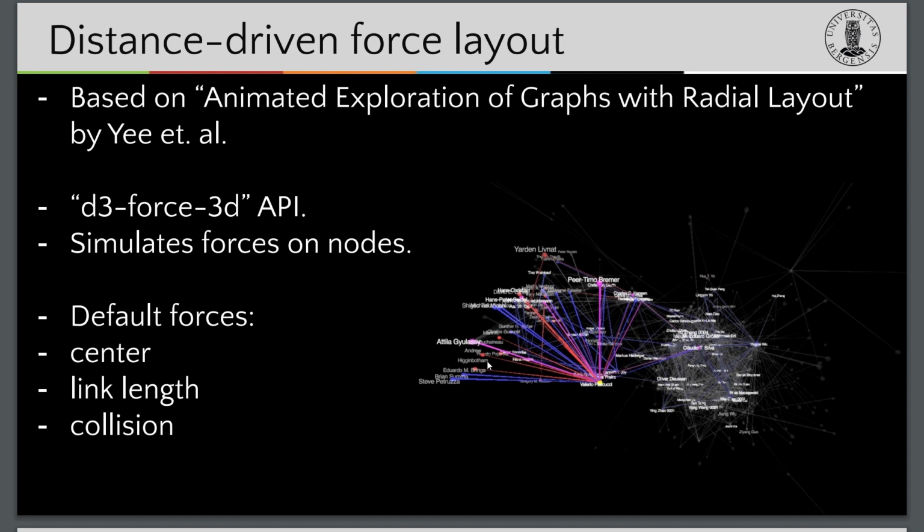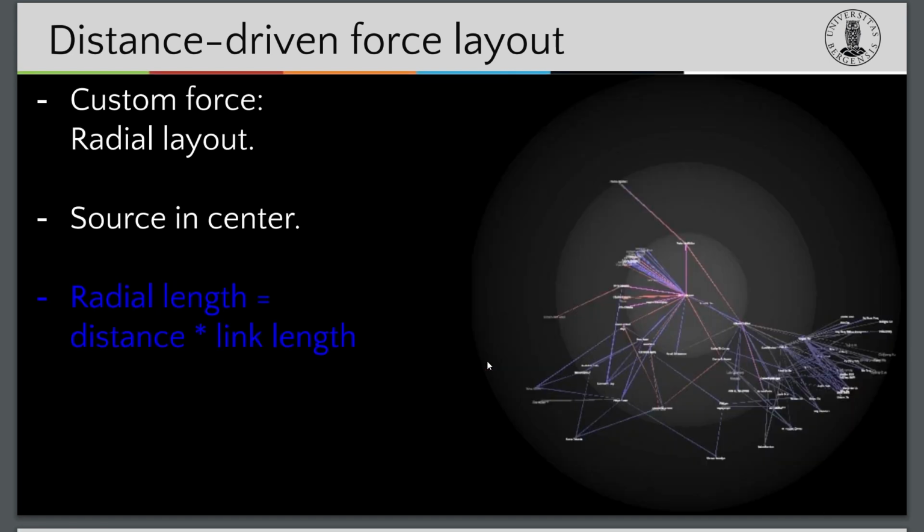And what it also lets you do is customize your own forces. So what I did, I made a custom force, a radial layout force that basically places the source in the center, and then all the other nodes it will place such that their radial length towards the center equals their path distance from the source node times the link length.